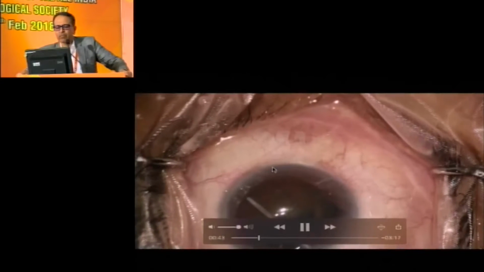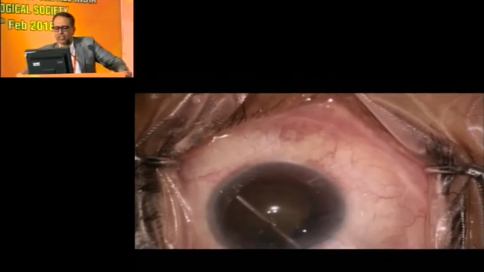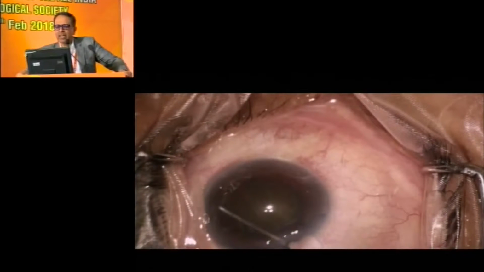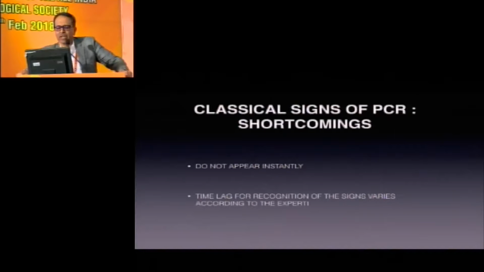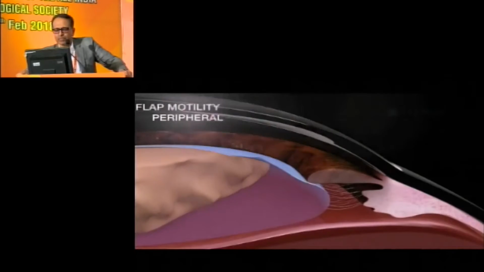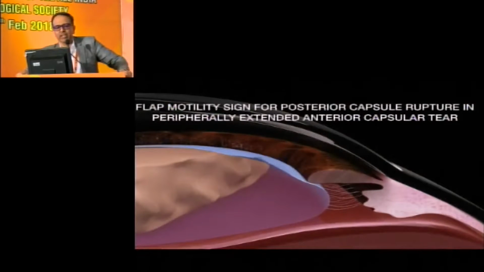That too, the pupil snap sign by Ronald. But then, these signs of posterior capsule rupture have their limitations when it comes to anterior capsular tear, because they do not appear instantly and there is a time lag for recognizing them. Well, I present the flap motility sign to end your dilemma when it comes to anterior capsular tears.